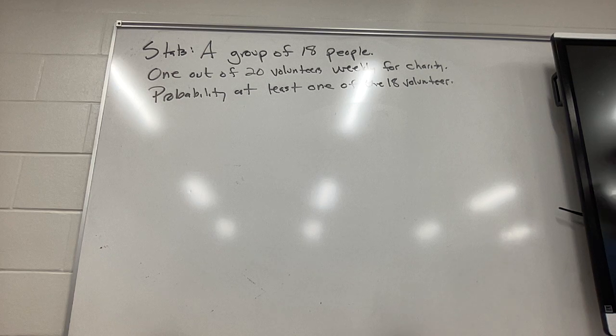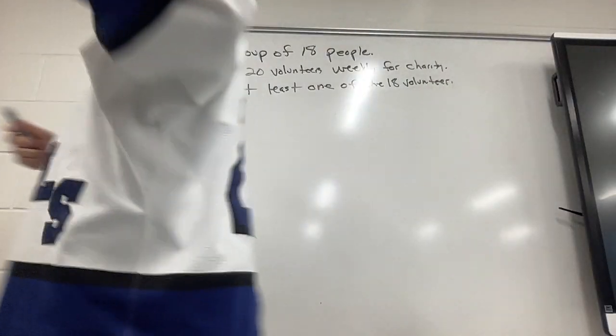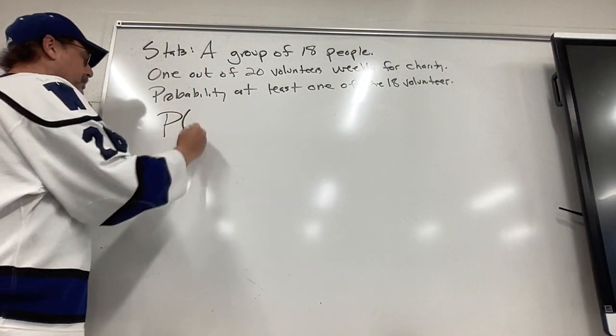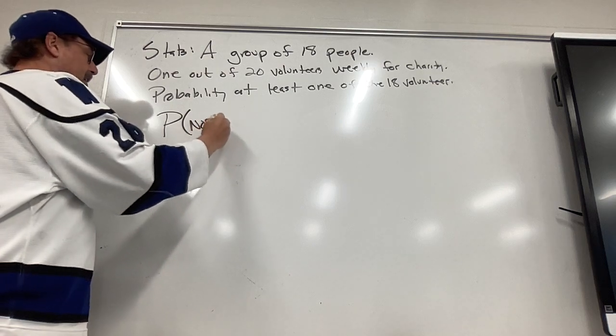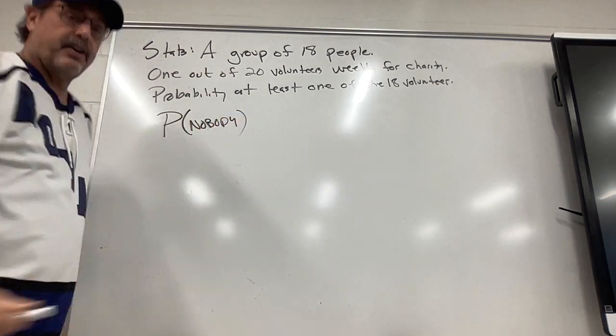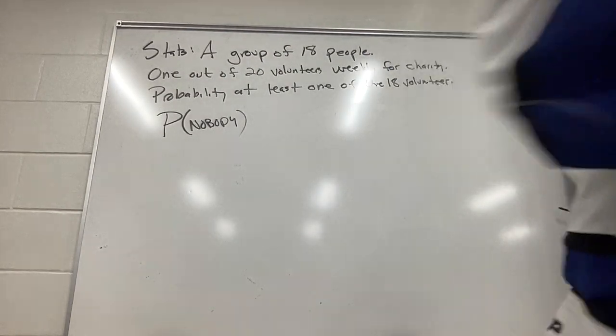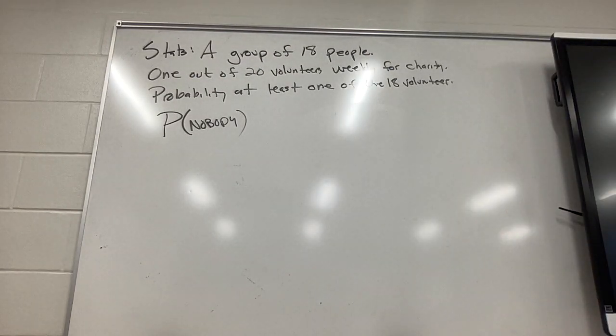Well, that would mean 1 or 2 or 3 or 4 or 5, which is a lot of work. So what we did yesterday, and this is yesterday's stuff, this is why I'm going quickly, I'm going to find the probability that nobody volunteers for the charity. Make sense? And then the probability that at least one person volunteers would be 1 minus that.